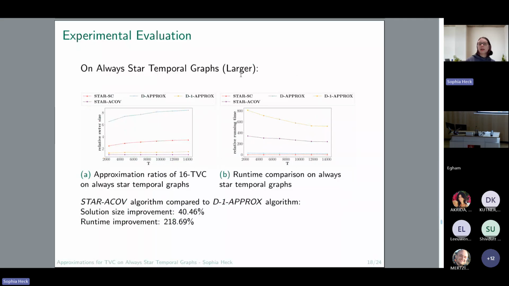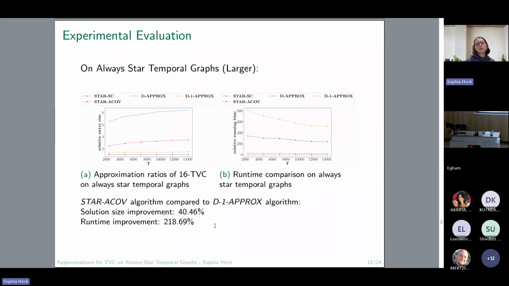In terms of larger instances, now we didn't run the exact algorithms anymore because they take non-polynomial time here. What we could find out is that the star cover algorithm on geometric mean produced 40% better solution sizes and 200% better time compared to the D-1 approximation algorithm.